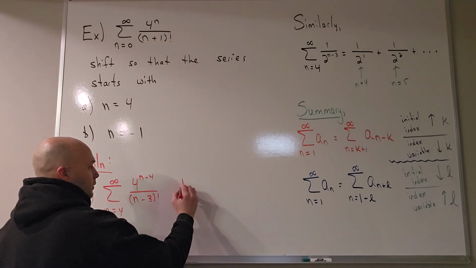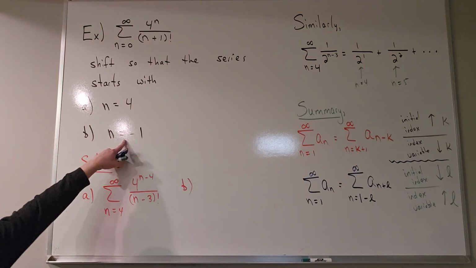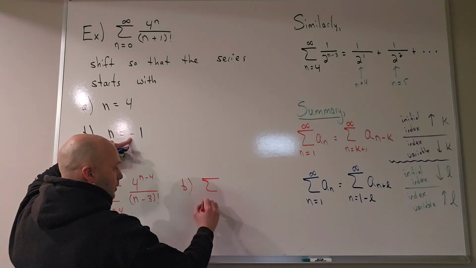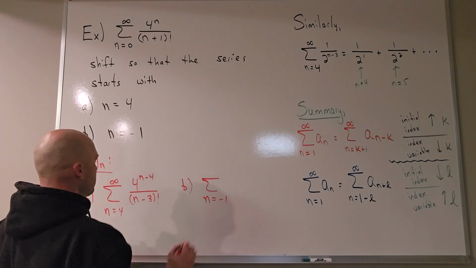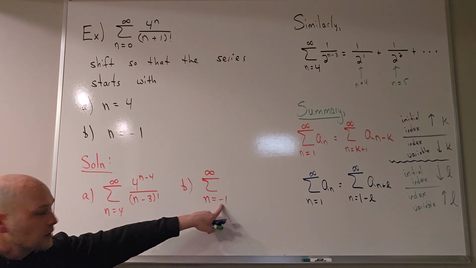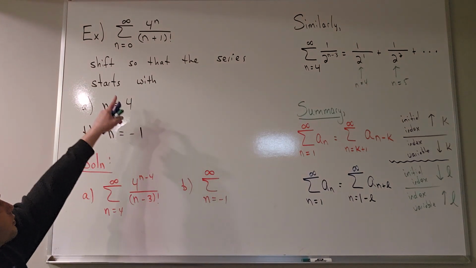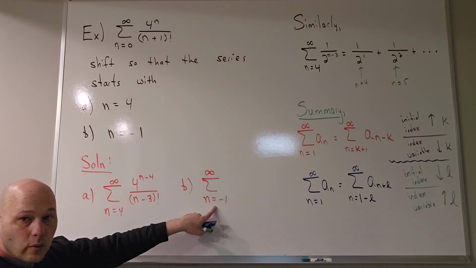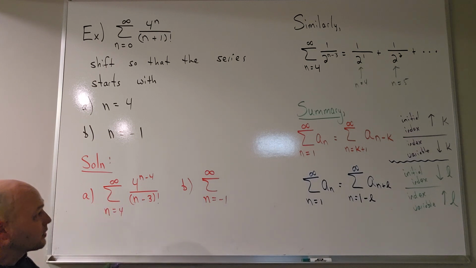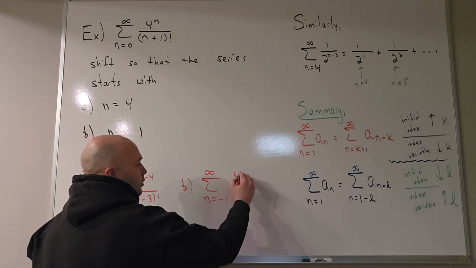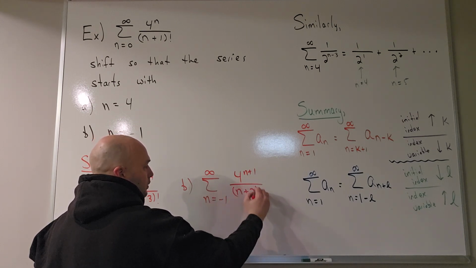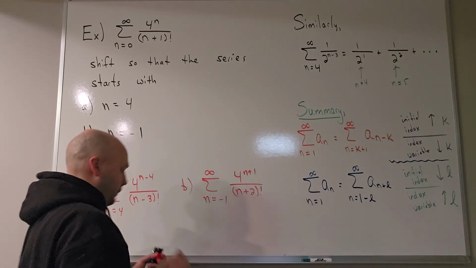Part B. I want the initial index to be -1, so I want the series to start with -1, so -1 to infinity. Again, this is less than the index value we started with, which was 0. So therefore, to convert to this one, the index variable has to go in the opposite direction by the same amount, so it has to go up. So this would be 4 to the n plus 1 over n plus 2 factorial.